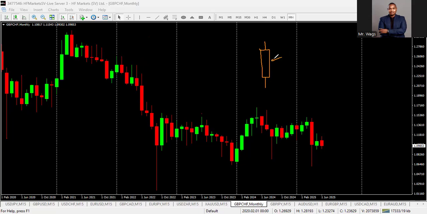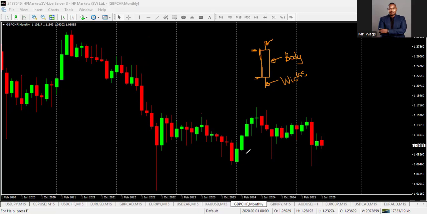We have this is called a body, and these are called shadows or wicks. So we have the body, and we have these wicks. So depending on where the market was heading, the opening price and the closing price of the respective candlestick are usually this upper body and the lower body.